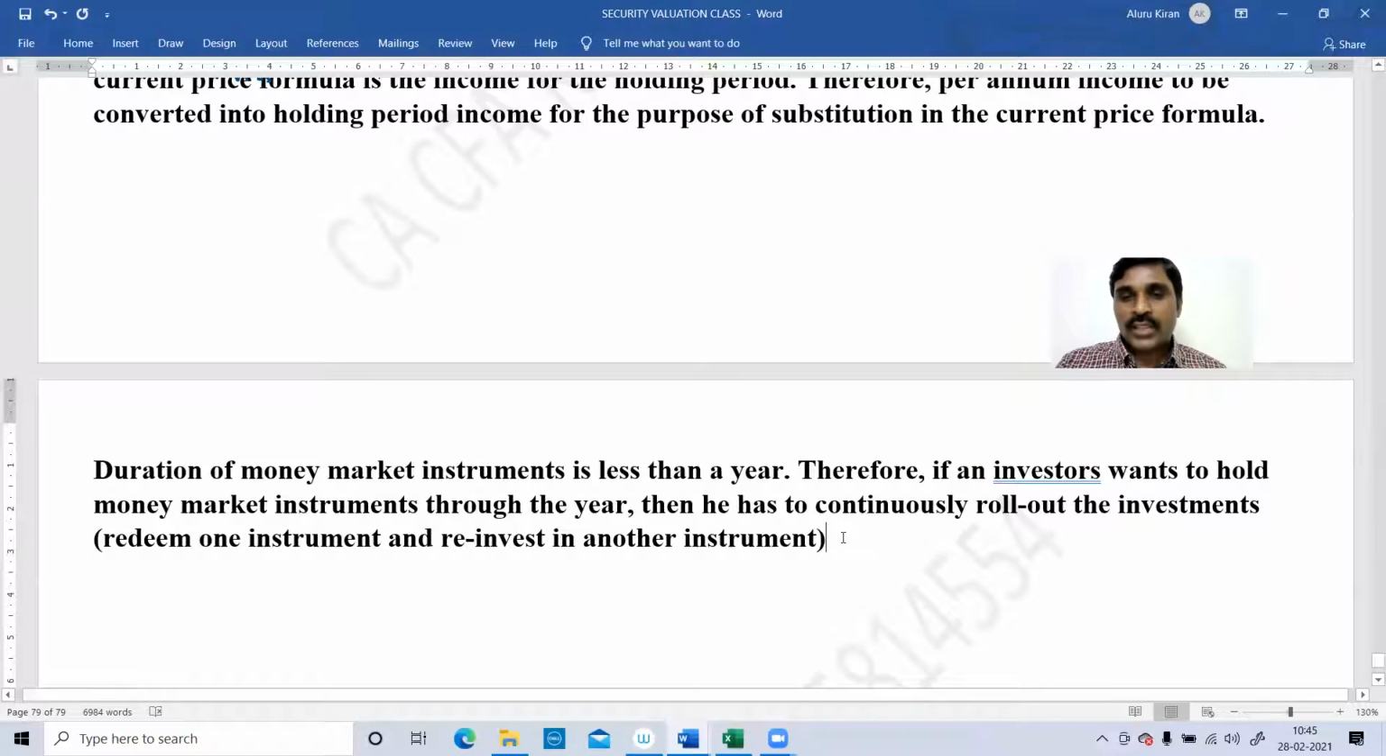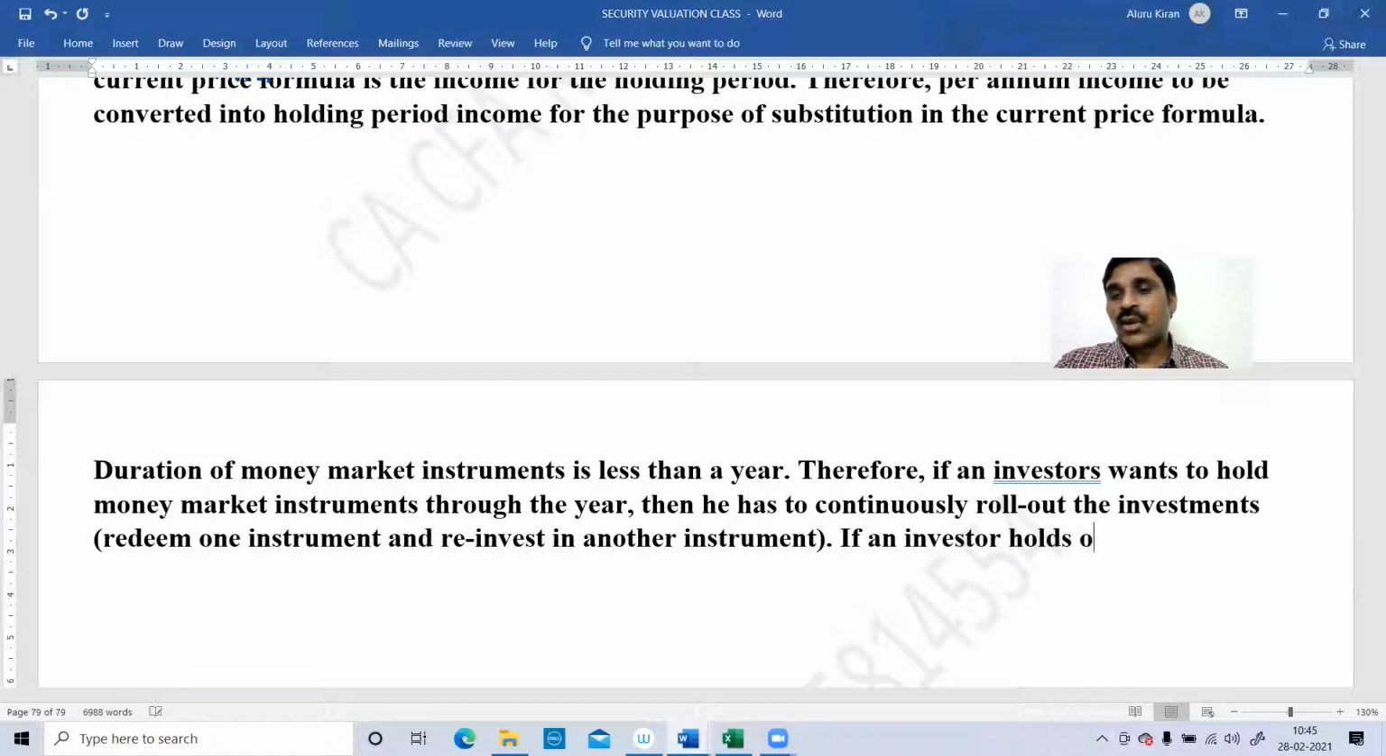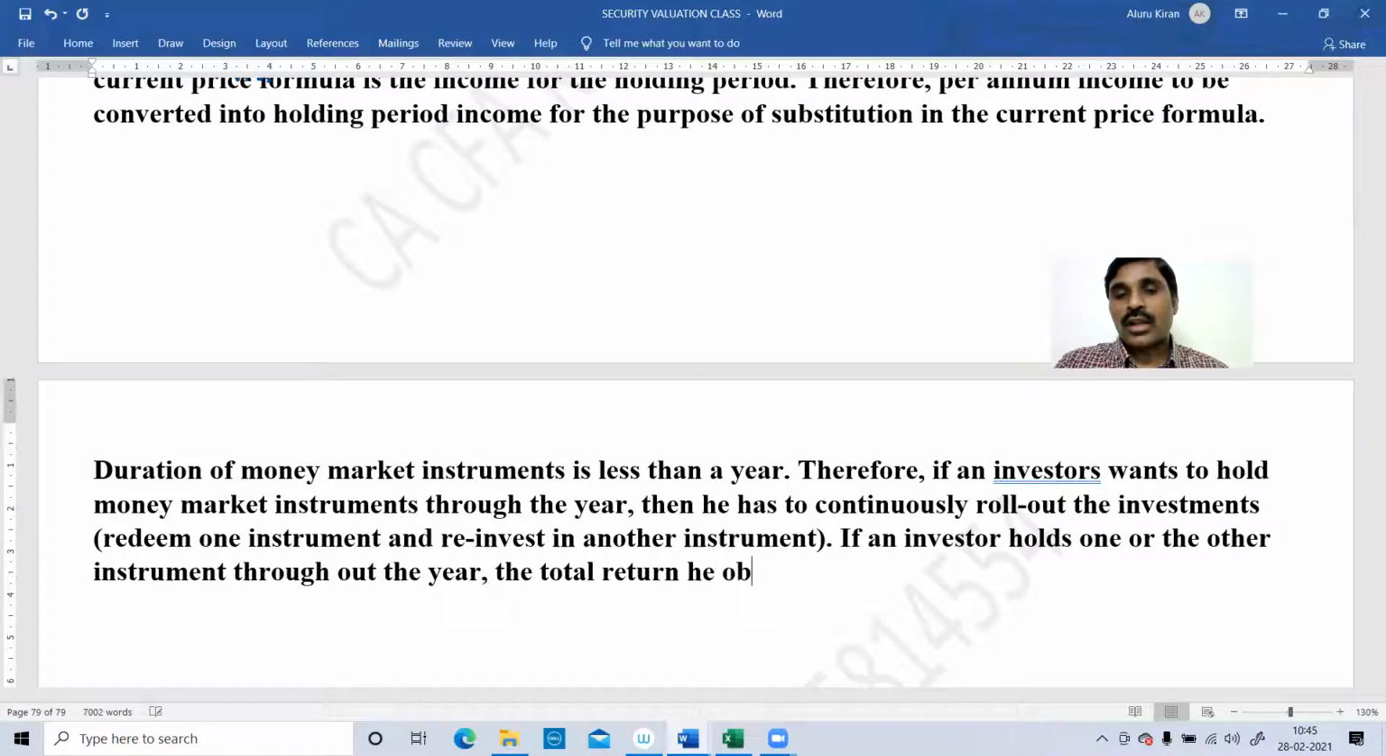So if an investor holds one or the other money market instrument throughout the year, the total return he obtains is called the effective annual return.